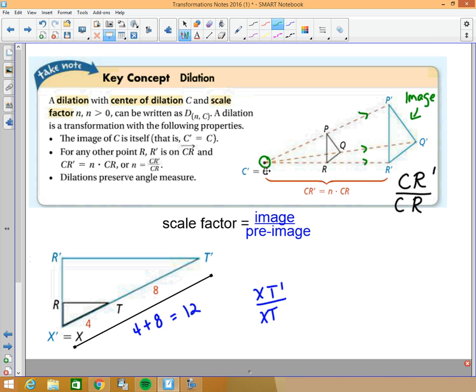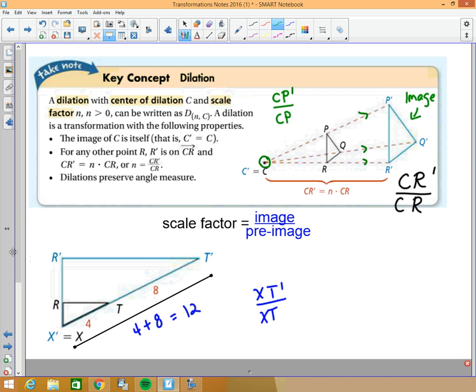So we would just pick C to R and C to R prime, right? So C to R prime would be the distance for the image, and C to R would be the distance for the pre-image. Now, what we also know is that if I did the same exact thing from C to P prime and C to P, I should get the same scale factor, right? Because each of them are being dilated by the same factor.